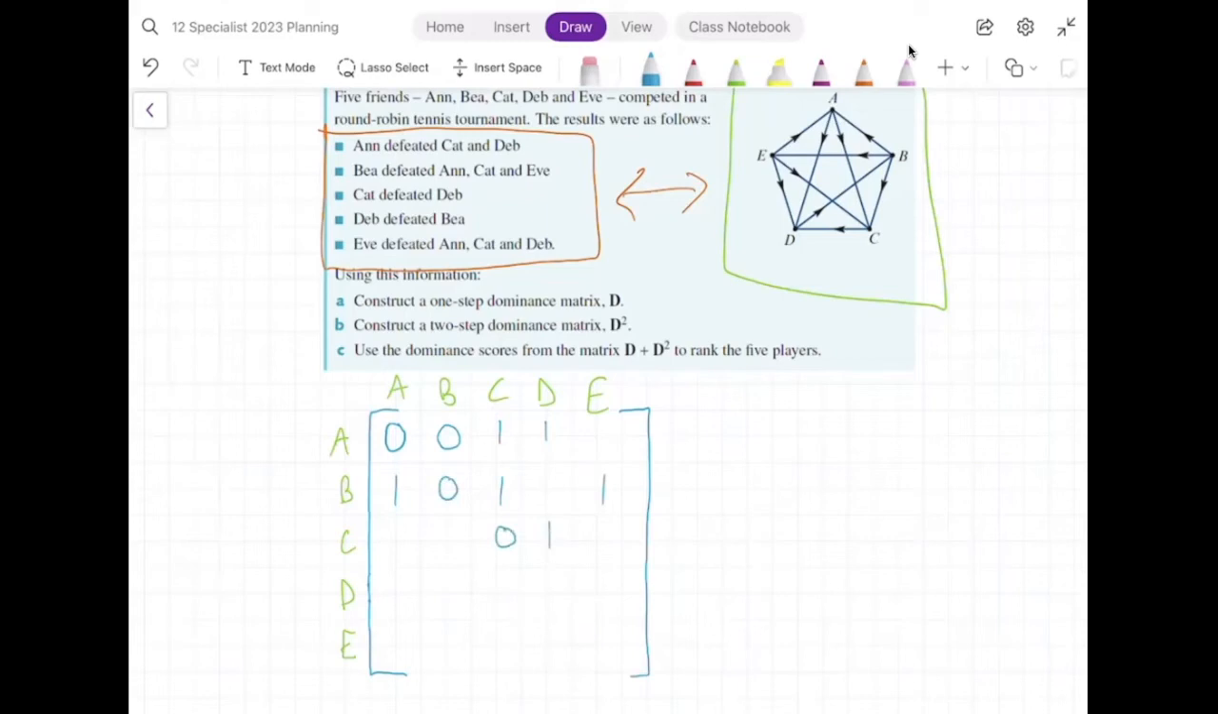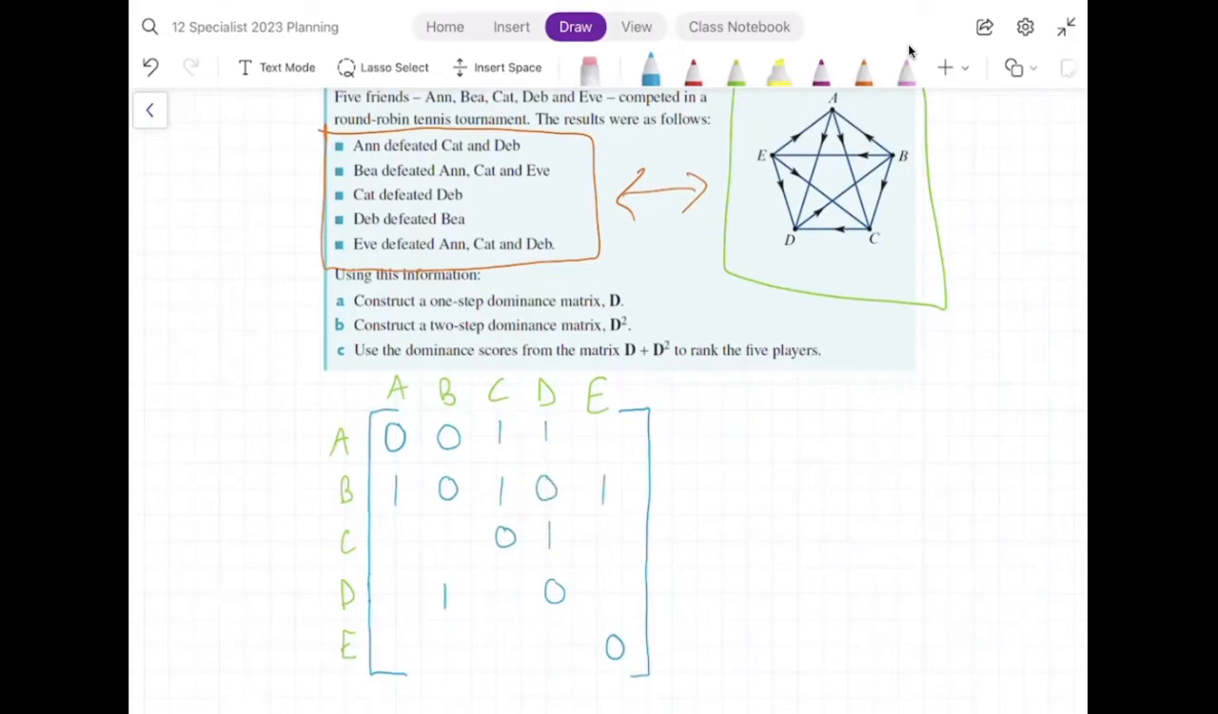I'll go ahead and continue putting zeros in. So you're going to find I normally get zeros on this leading diagonal as I go through my matrix. This is going to be very common for a lot of these dominance matrices. Because again, Deb can't play Deb. Eve can't play Eve either. So I keep going through. Deb defeated B, so I can put a 1 here. If Deb defeated B, that also means that B lost to Deb, so I can put a 0 here on my B column.